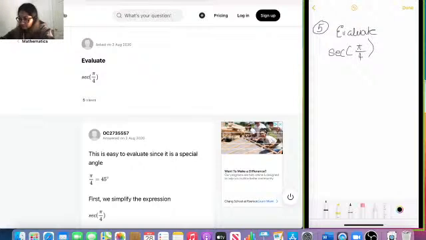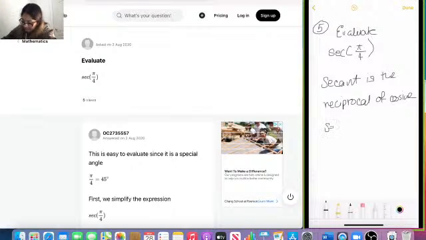And so in order to do that, we can first say what is basically secant. So secant is basically the reciprocal of cosine, right? So secant is the reciprocal of cos, cosine. And so we can basically say that secant of pi/4 is equal to 1/cos of pi/4. Okay.